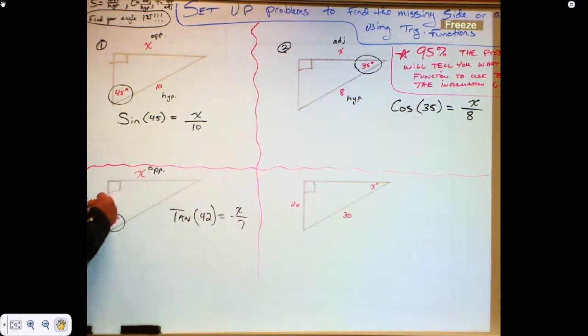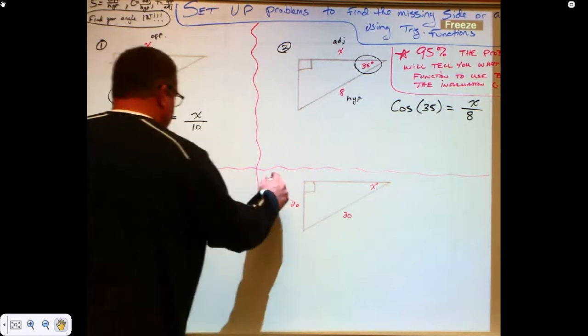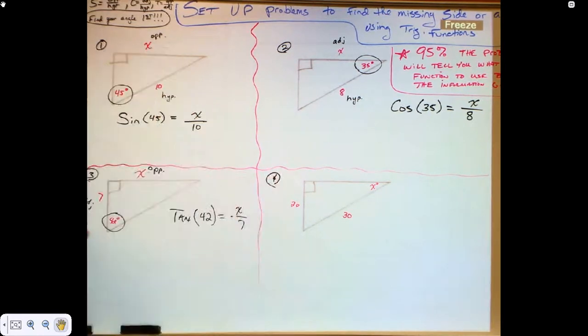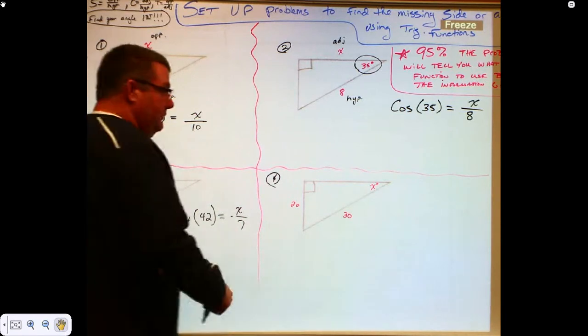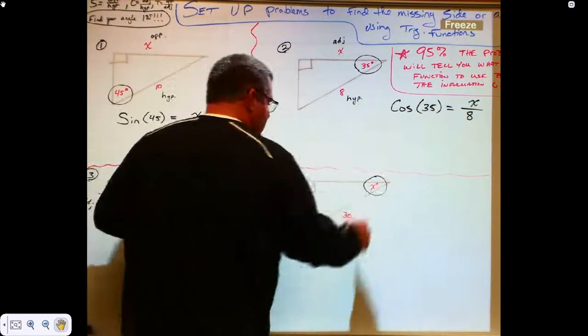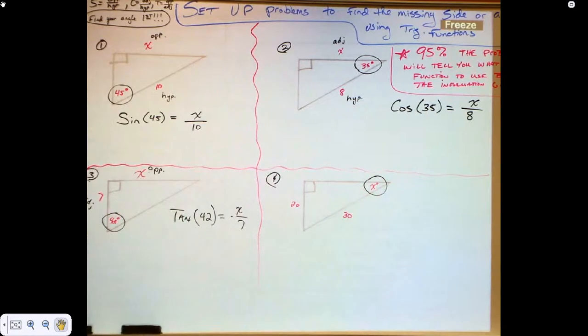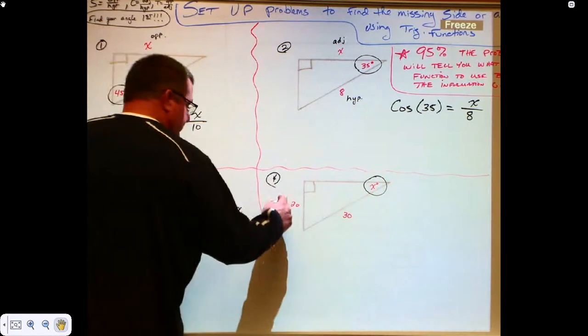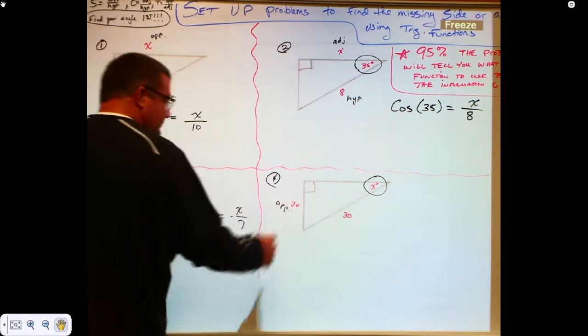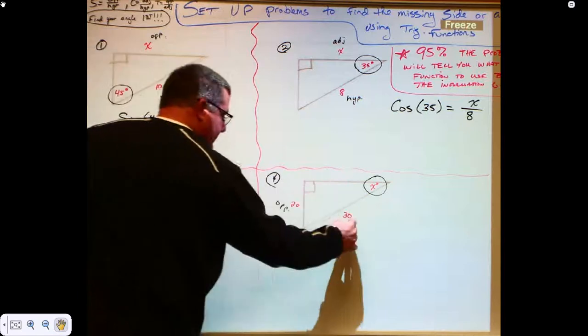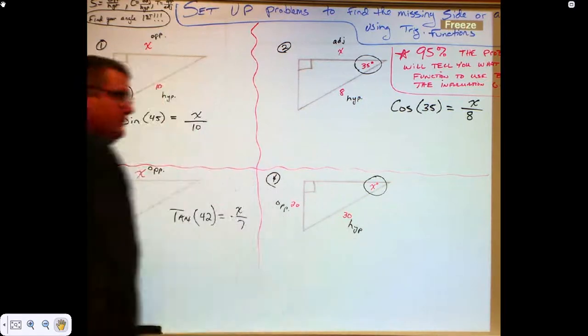Now, this was number 3. Last one. Number 4. Just because things are a little different, don't freak out. The rules have not changed. What do we find first? What's our angle? With respect to my angle, they've given me the what? Opposite. And the what? So what have they told me to use?